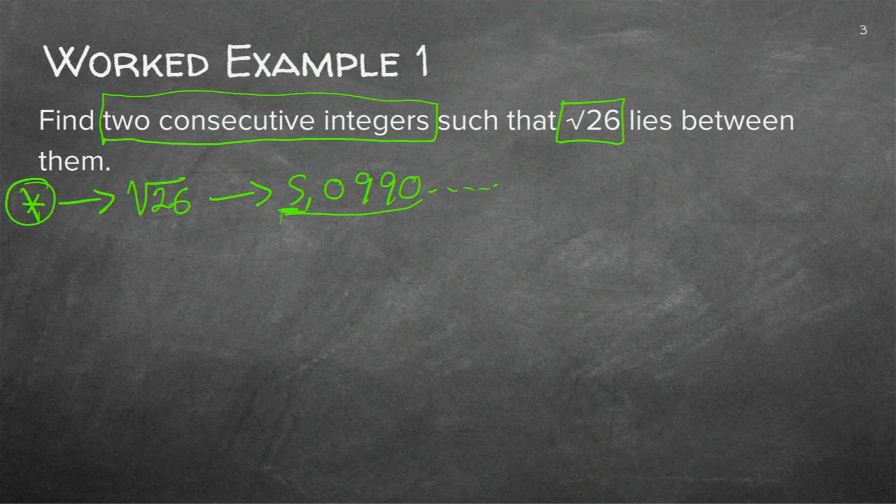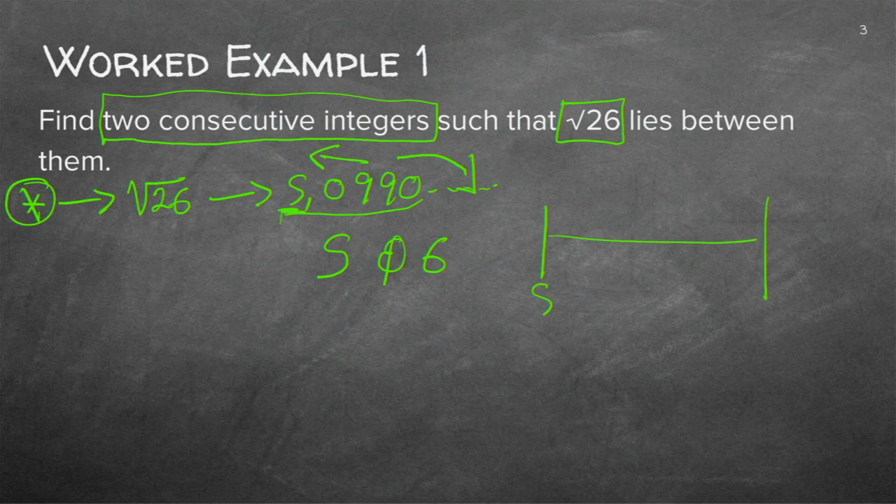So if you know that the square root of 26 is 5.0990, you already understand that I have to have this number between two values. So this value falls between 5 and 6, because the whole number before 5 point anything is 5, and the whole number after 5 point any value is definitely going to be 6. If you had this on a number line, you know that you'll have a 5 there, a 6 there. So any 5 point anything lies between these two consecutive integers.